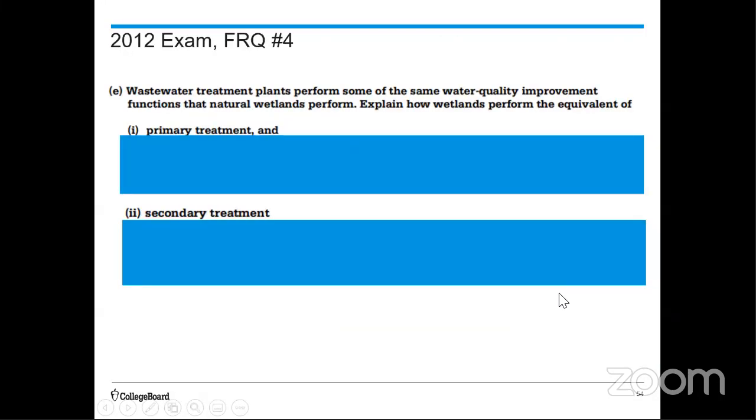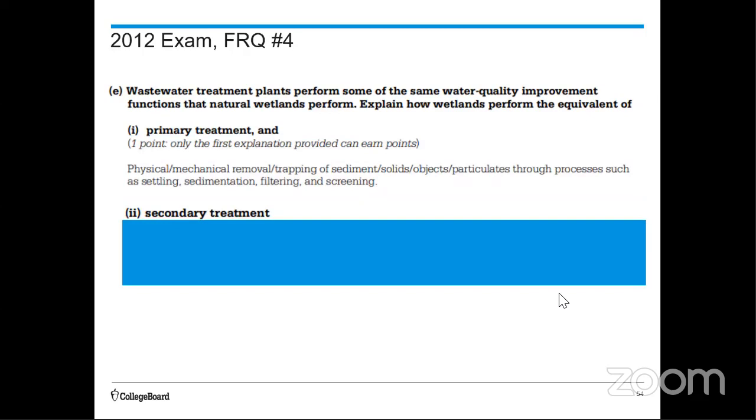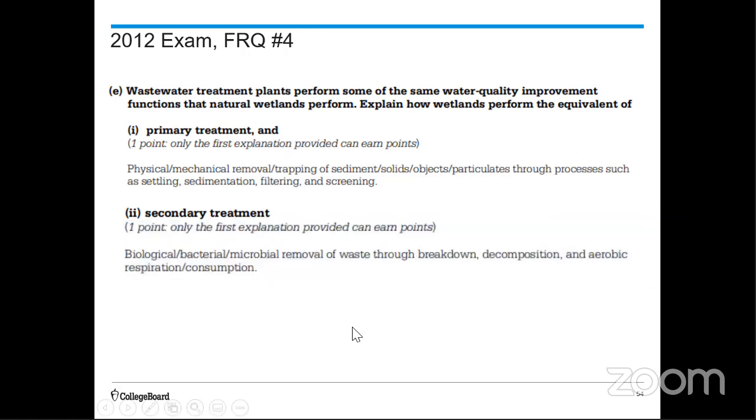So for E I, the answer would be 1 point for physical, mechanical removing, trapping of sediments and solids and objects and particulates through processes such as settling, sedimenting, filtering, and screening. Ms. Fassler mentioned the fact that explains typically want a verb, so there's a great verb use there. Secondary treatment is removal by bacteria or biological action, breaking down and decomposing some of that organic material. So you should see some parallels between wastewater treatment plants and wetlands.